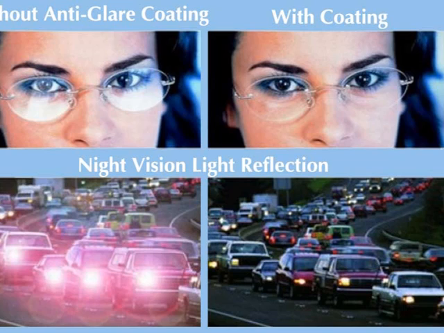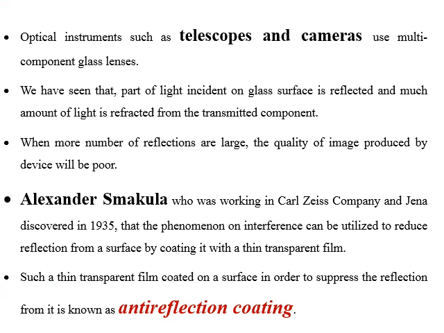This is due to the fact that thin film interference plays an important role over here. Anti-reflection coating is basically used in various telescopes and cameras where multi-component glass lenses are used. If the coating is not there, then what will happen? As we have seen, in case of a thin film, if a light ray is incident on a reflecting surface, then most of the portion gets reflected. So in order to avoid much amount of reflection, we need to have the coating.